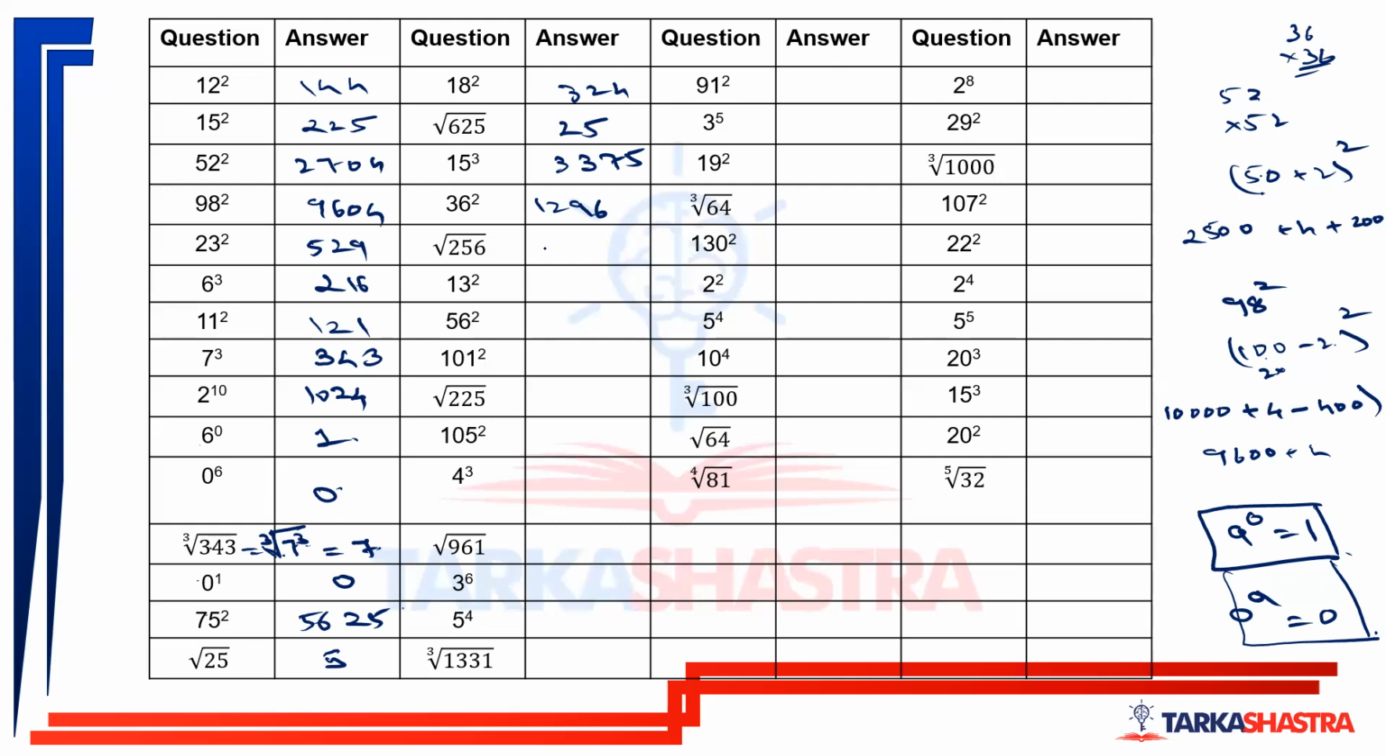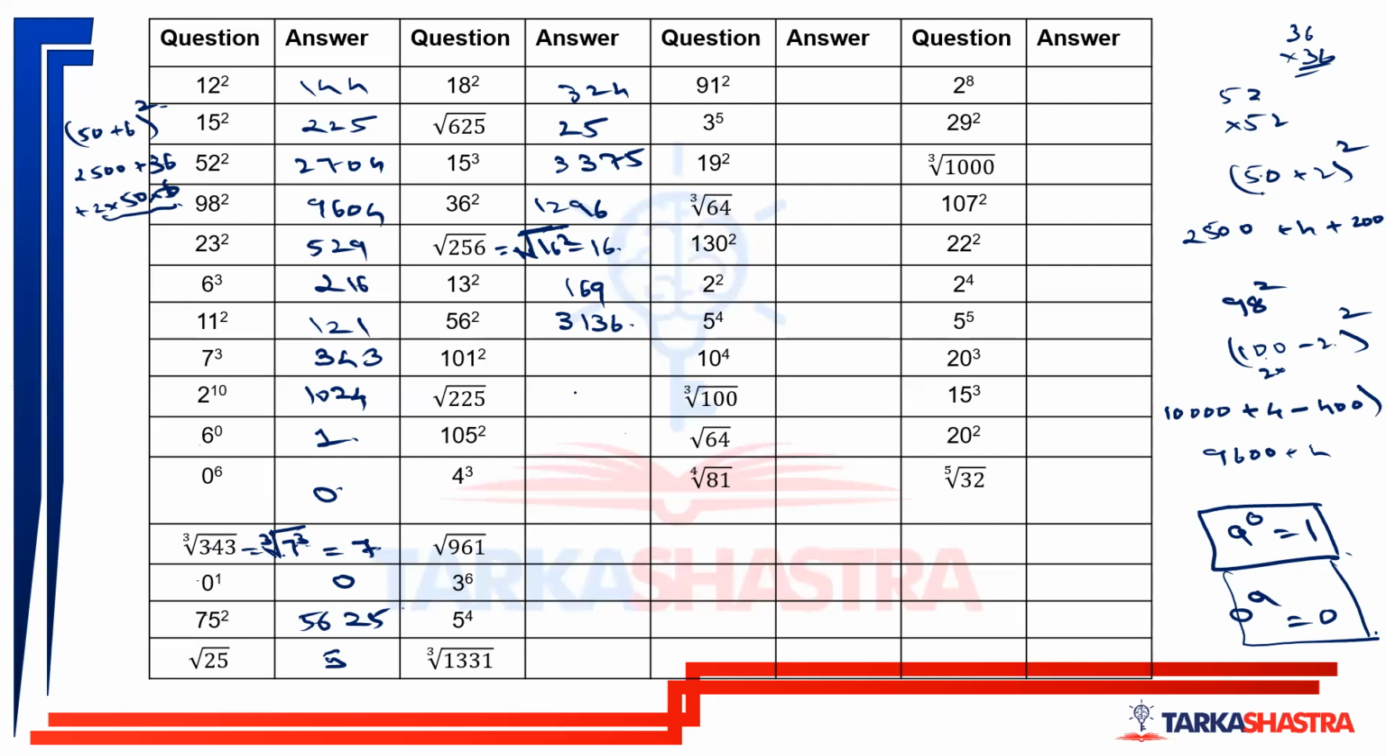Then comes the square root of 256. The square root of 256 means the square root of 16 square, which is nothing but 16. 13 square is 169. 56 square will be 2500 plus 36 plus 2 into 50 into 6, so that is 2500 plus 600 plus 36.